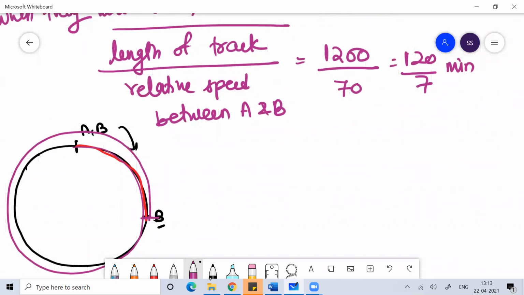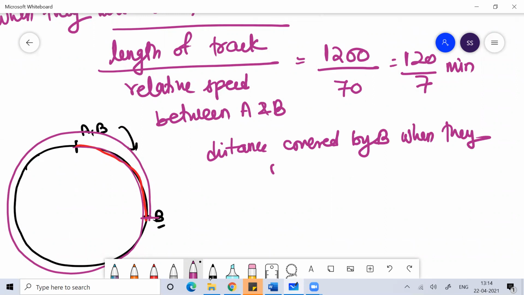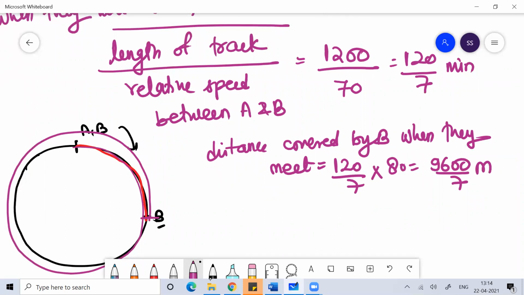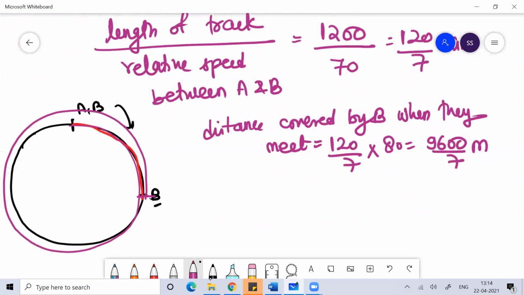So I can prove that also. You can find the distance covered by B. Time is 120 by 7, and the speed of B is 80 meters per minute. So that is 9600 by 7 meters.